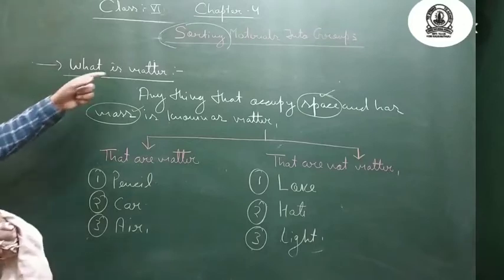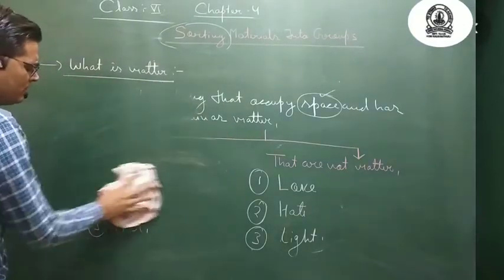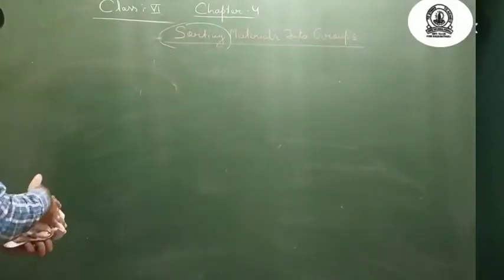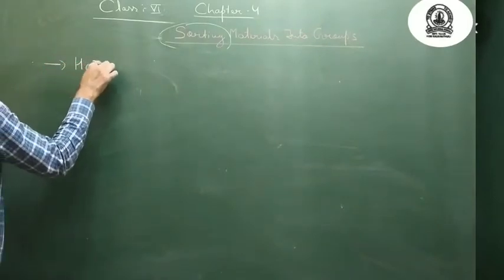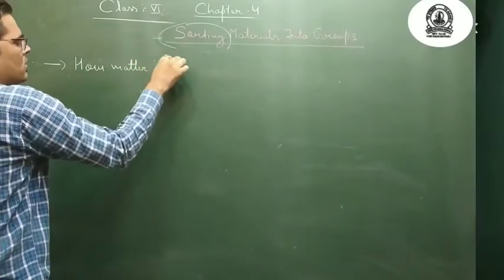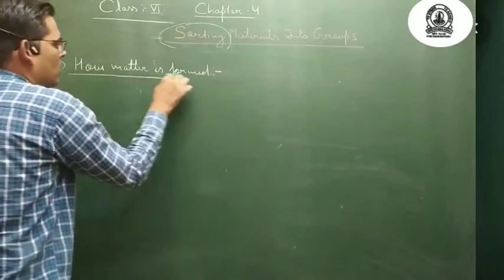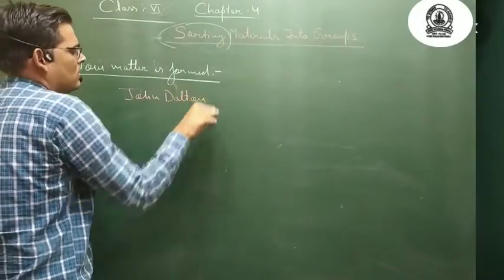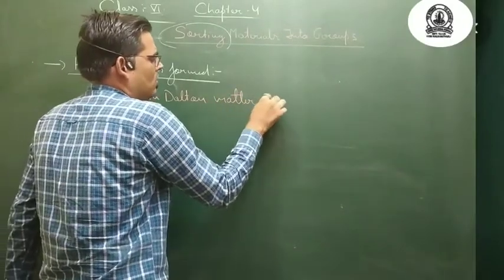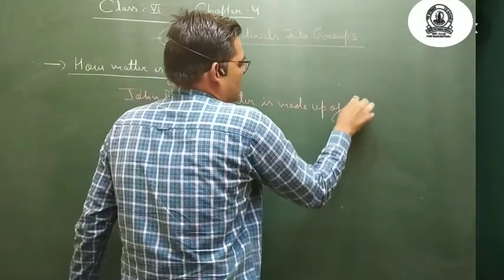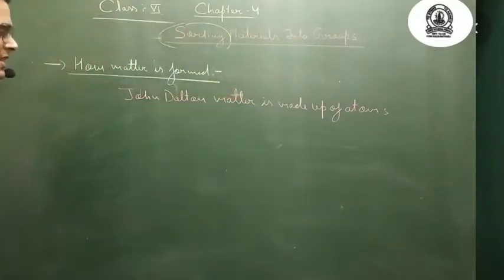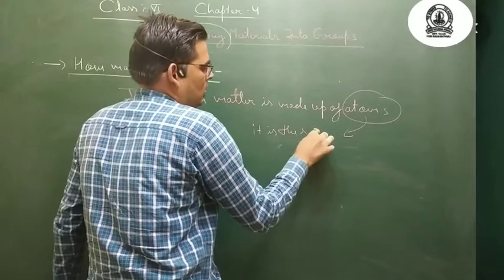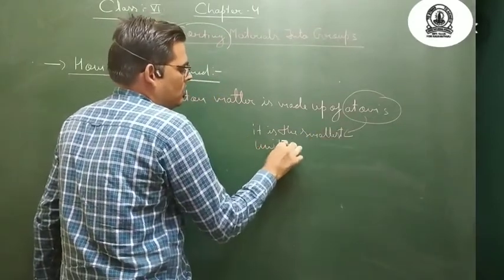Then, what is this matter made up of? Now we will discuss how matter is formed. The next heading is how matter is formed. John Dalton said that matter is made up of atoms. This atom is the smallest unit of matter.